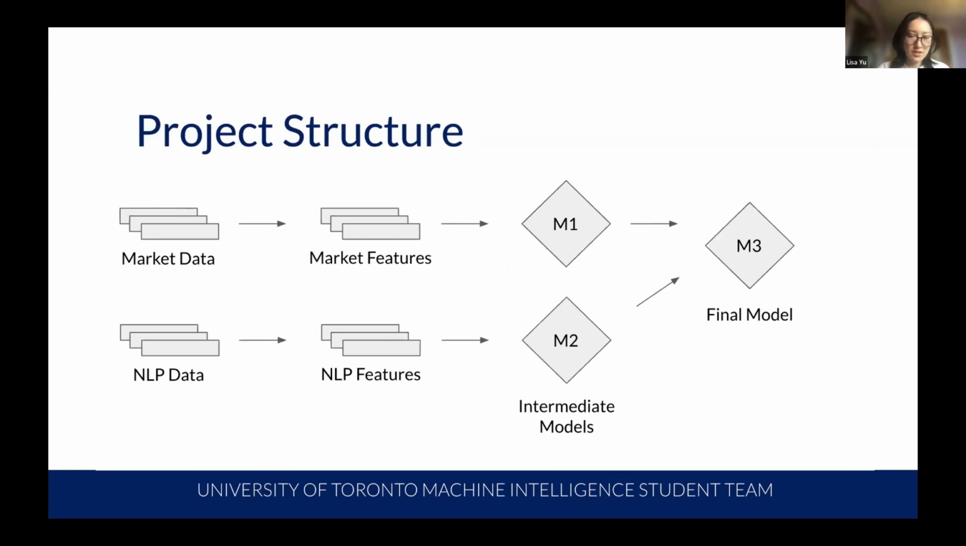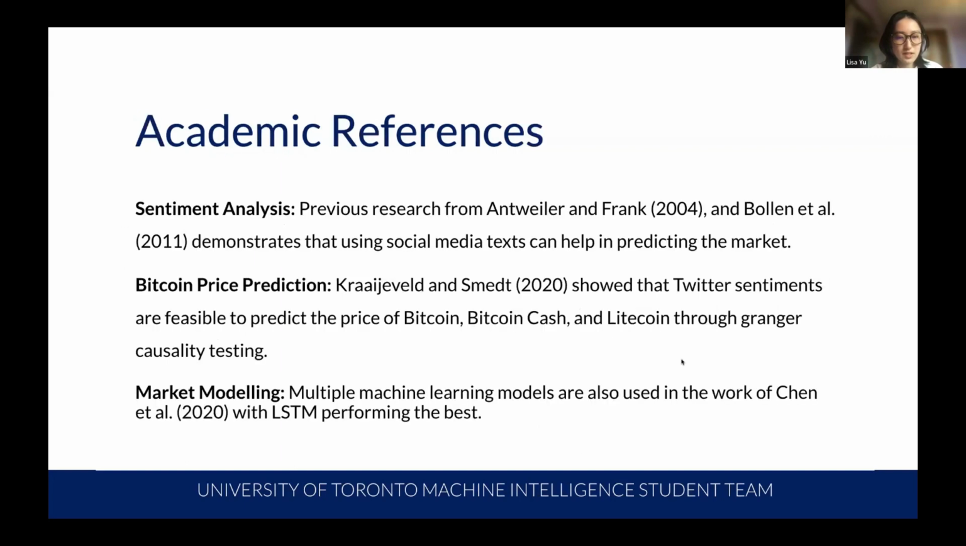So the project structure here is we first obtain market data features and NLP data features separately. Then we train models based on each set of features. And then we try to combine the best models from both streams. Next slide. So we looked at some research regarding the usefulness of sentiment analysis being applied to market, specifically of predicting Bitcoin prices using Twitter sentiment, and also the application of LSTM in market modeling was found to be one of the best models.